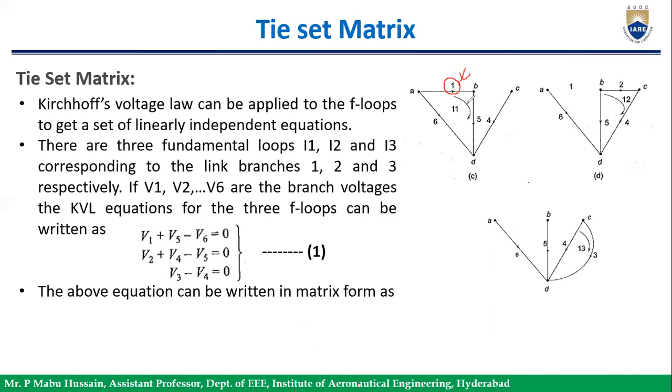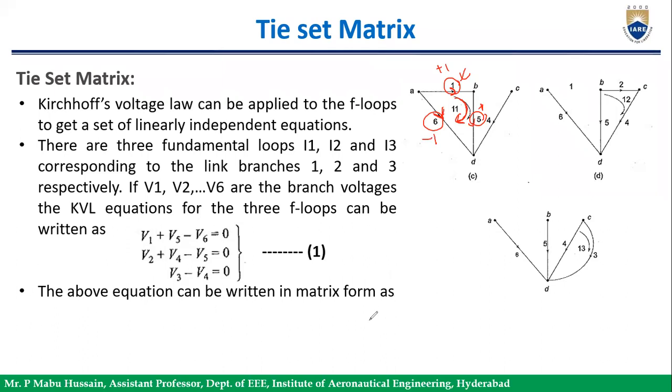Here we have the elements 1, 5, and 6, and this is the loop current. Now if the branch current and the loop current are the same, you will get a +1. For 1 you will get +1. For 5, also in the downward direction, so here also 1. But for 6, it is in this direction and I1 is in the opposite direction. So for 6 you will get -1, right?